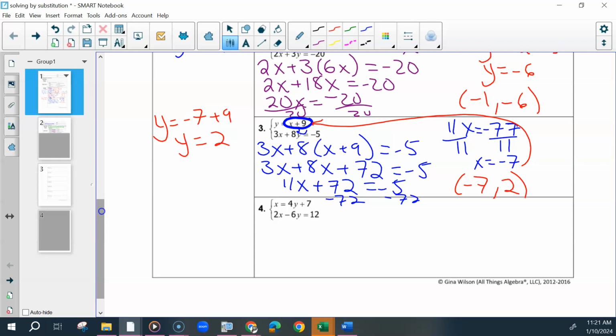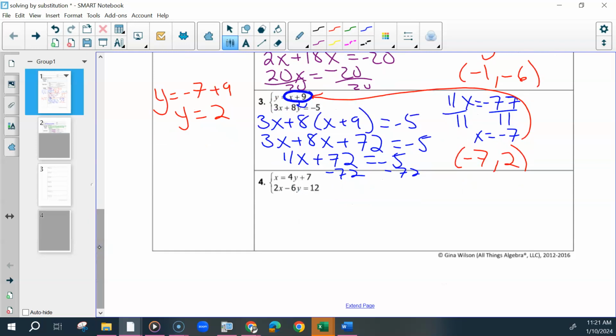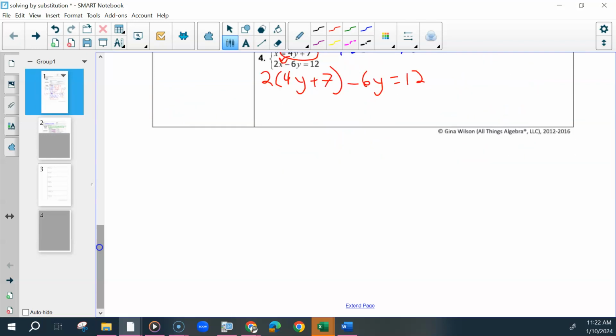Number 4 is just like 3, but now it's solved for x. That's fine. It doesn't matter if it's solved for x or y, you're doing the same thing. But if this equation is already solved for x, instead of substituting it into y, we substitute it into x. So when we rewrite it, it would be 2 parentheses 4y plus 7 minus 6y equals 12. And then you could solve that one.